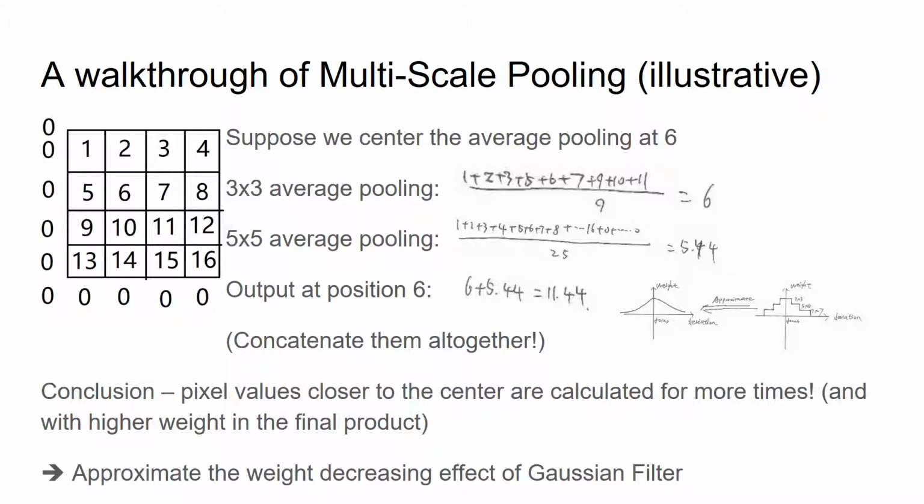This is what we call concatenating the results of these two pooling layers. The conclusion is that pixel values closer to the center are calculated more times, and therefore naturally have higher weight. Remember that this is also what is achieved by the Gaussian filter, because the idea of the Gaussian filter is that the closer your location is to the center or the focus, the higher weight it has, and we achieve the same result here using multi-scale pooling.